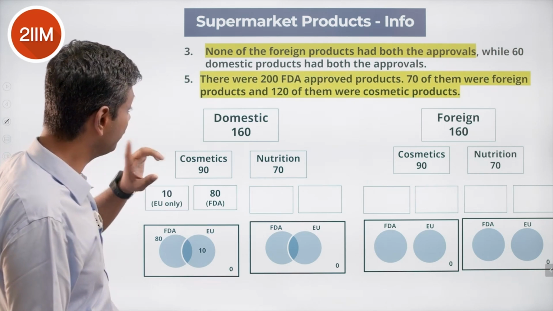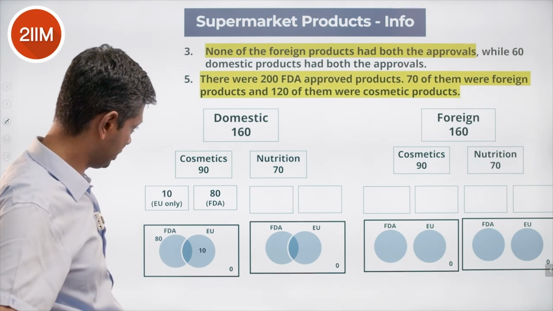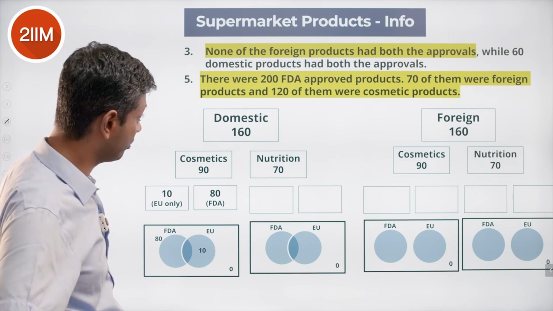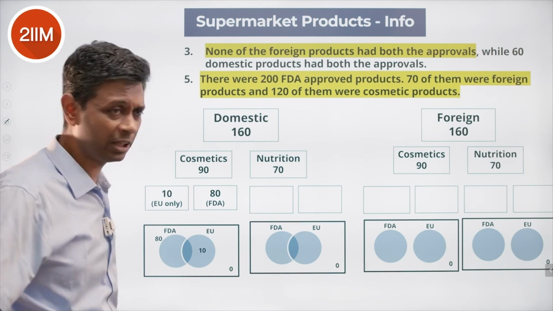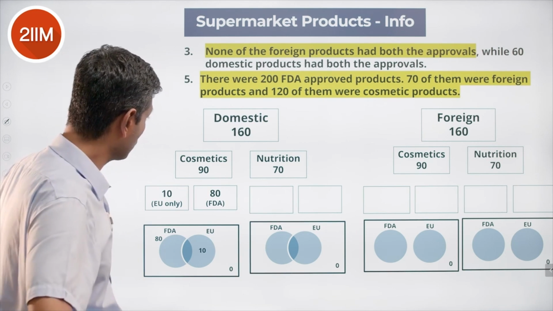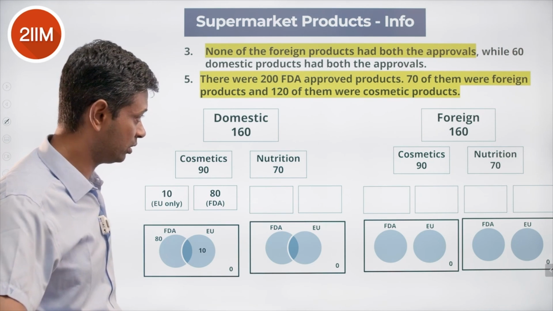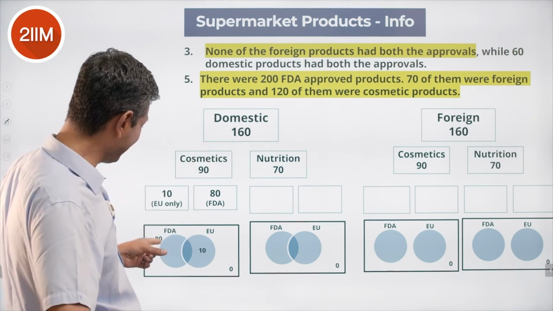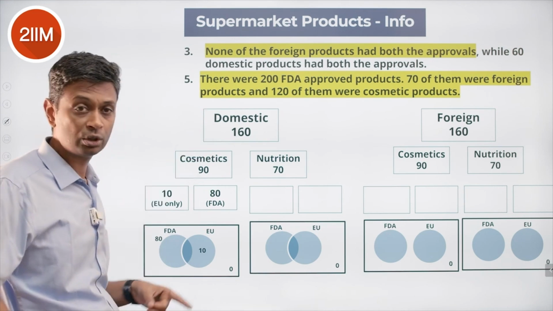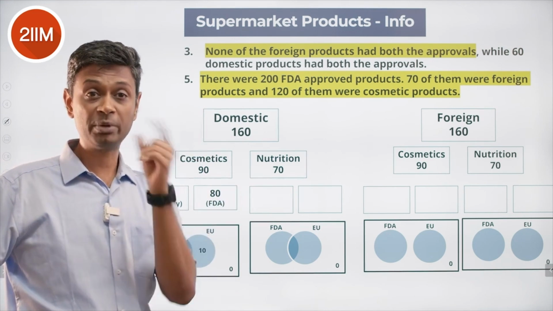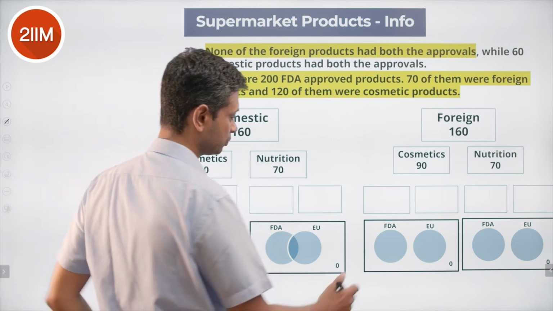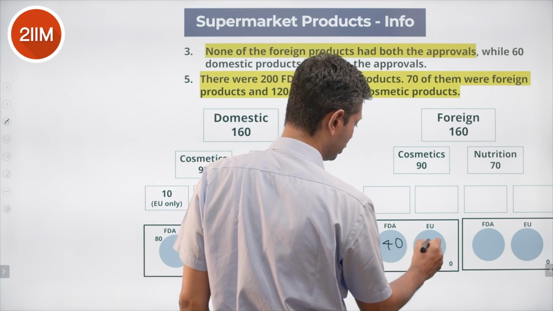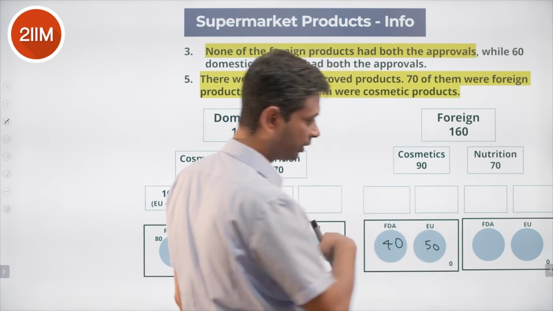There are 200 FDA approved products. Nice. 70 of them were foreign products and 120 were cosmetic products. And so 120 were cosmetic products, which is nice. So of the 120 cosmetic, 80 are domestic. So 40 cosmetic products should be EU, should be foreign. This is 40, it should be 50. No overlap adding up to 90.